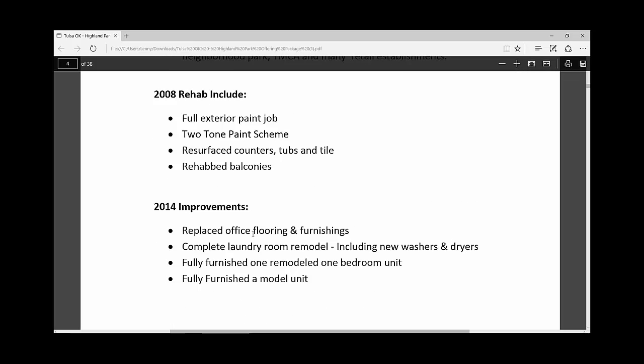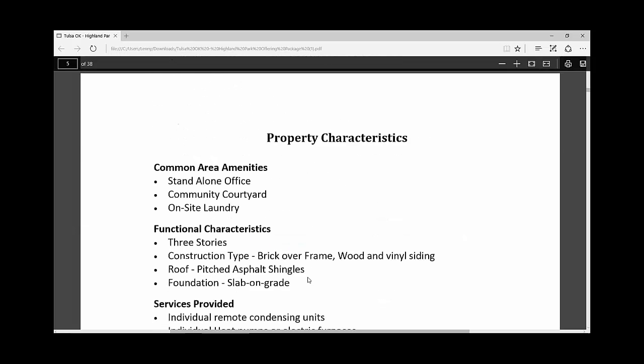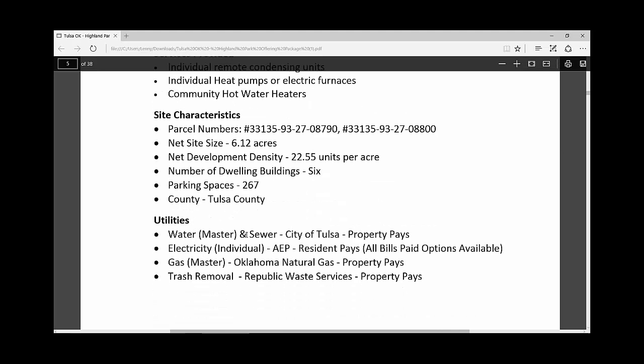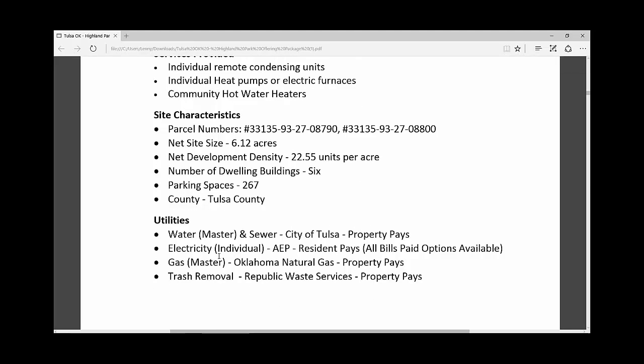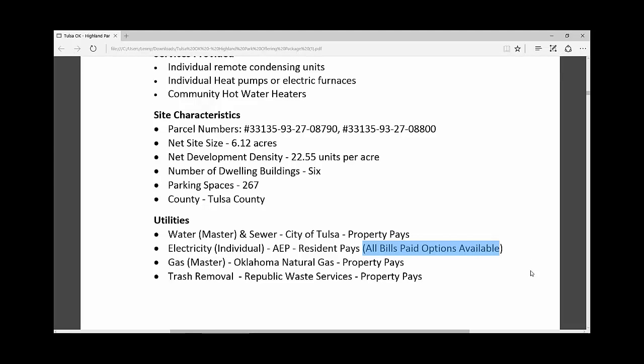And then 2014, okay, they fixed up the office. They completed the laundry room, probably because they re-upped their laundry contract. One remodeled, fully furnished one-bedroom unit. Big deal. Whoop-de-doo. Common area, okay, we won't get into that. Site utilities: water, master and sewer, the property pays, yep. Electricity, resident pays. All bills paid options available. Okay, all bills paid options available. That is very important that you know now, because that's going to have a big impact on how you calculate the rents.